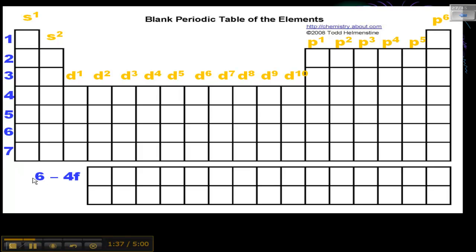And then down here, we're in row 6 because these guys actually fit in right here. And we're in row 7. These guys fit right here. So these are 4f's and 5f's.